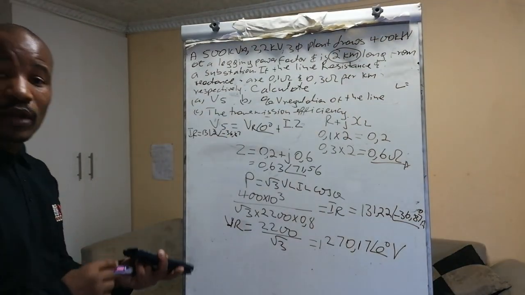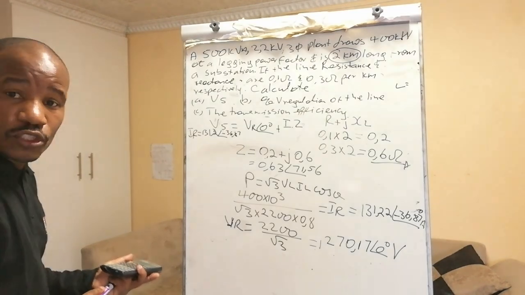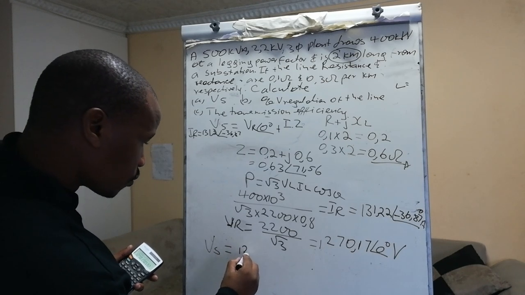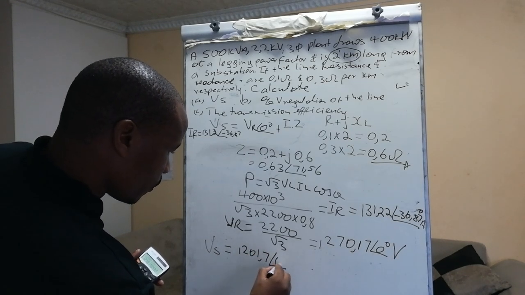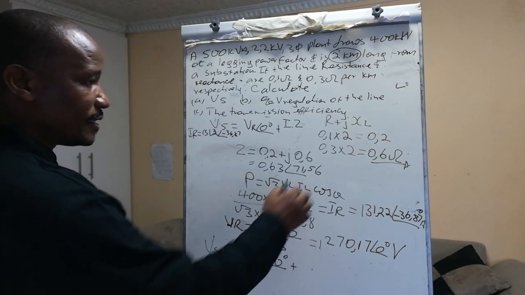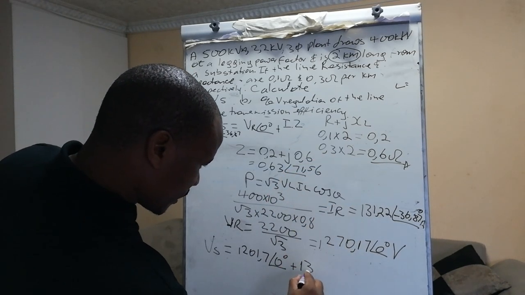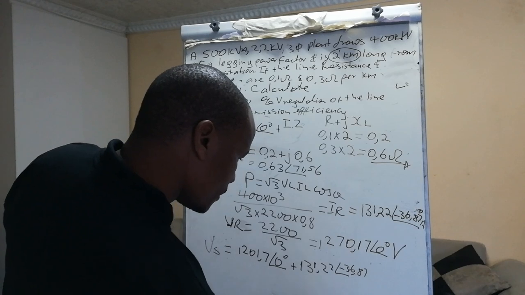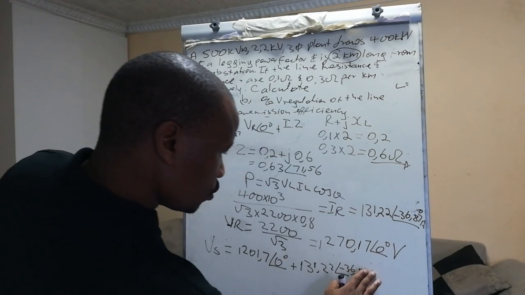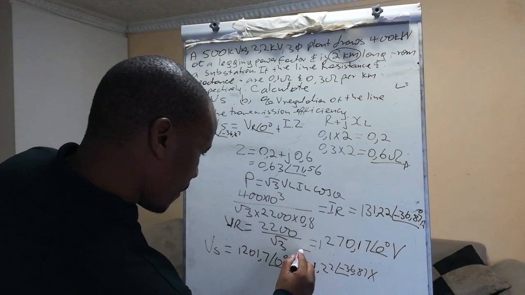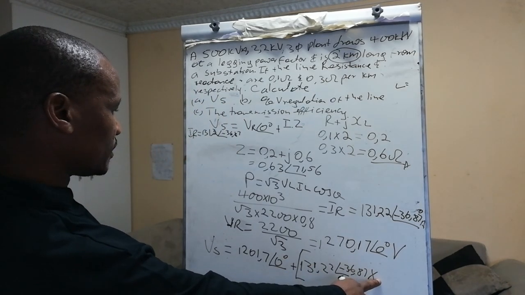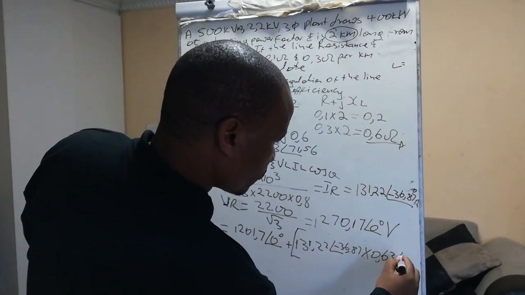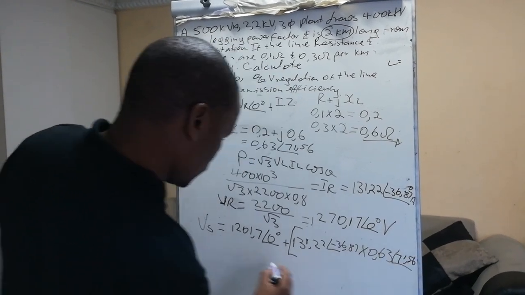Now we've got everything. We're going to calculate the sending end voltage. Before I delete, guys, let me do this. The sending end voltage is equal to 1270.17 angle of 0 degrees plus the current, 131.22 angle minus 36.87, multiplied by the impedance. What is our impedance? It is 0.63 angle 71.56.